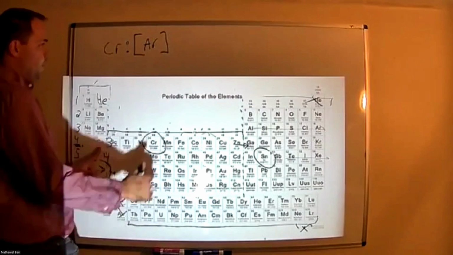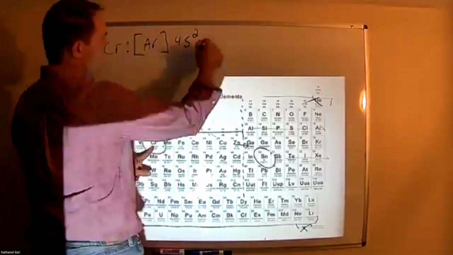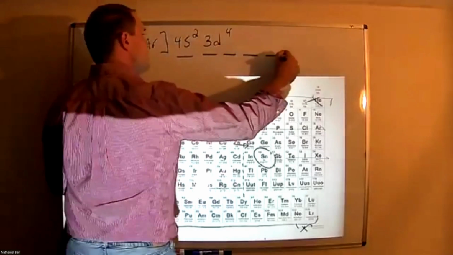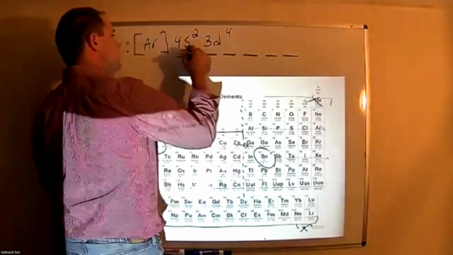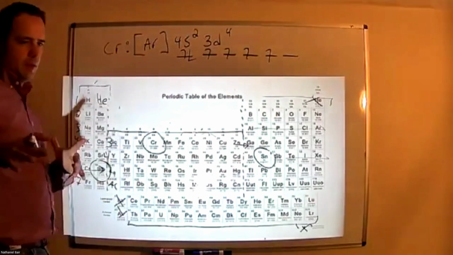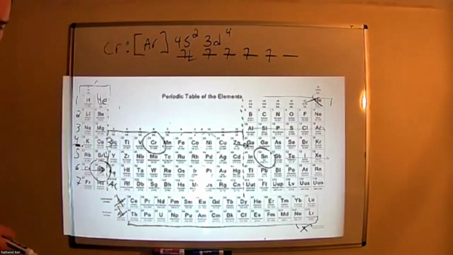And then you would think it would be a 4s2, 3d4. S's get 1, D's get 5. And you would think it would be this. Go ahead and write that down. This is wrong, but it's okay to be wrong.